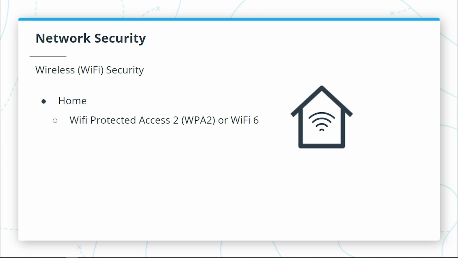This encrypts or scrambles the signal, so no one can eavesdrop on our network conversations. You also need to set a password to access your router's configuration and your Wi-Fi signal, known as the SSID. This way you can control who uses it.